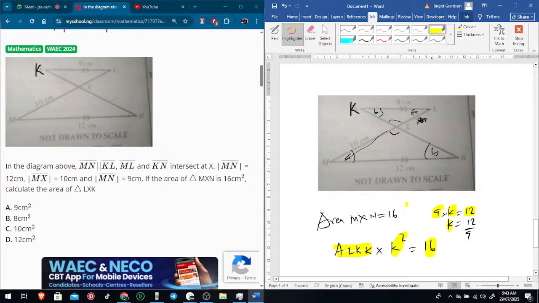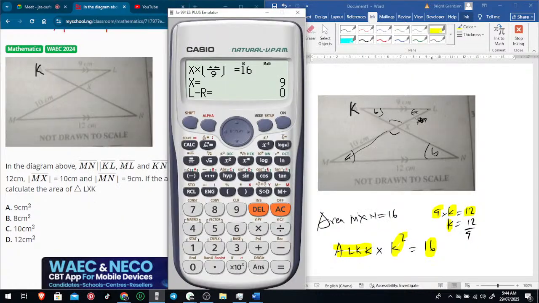Yes, sir. So punch it on the calculator. The x is the unknown.